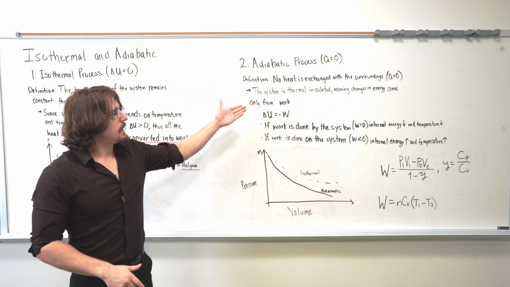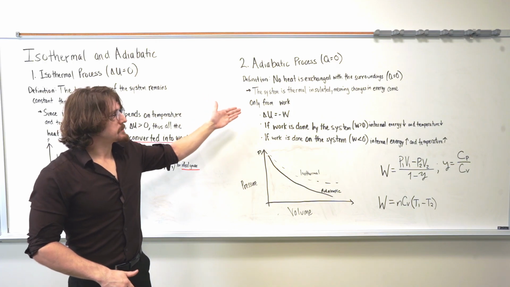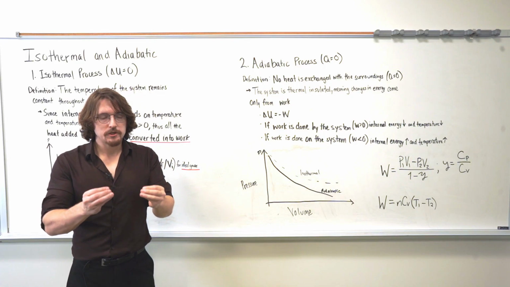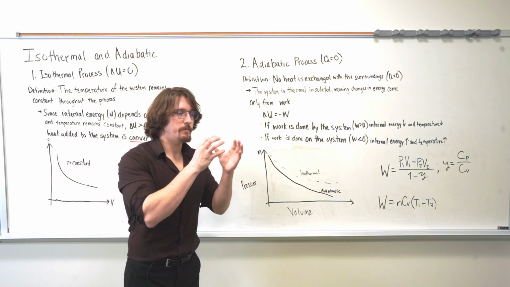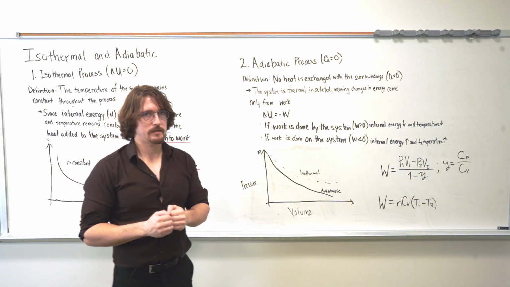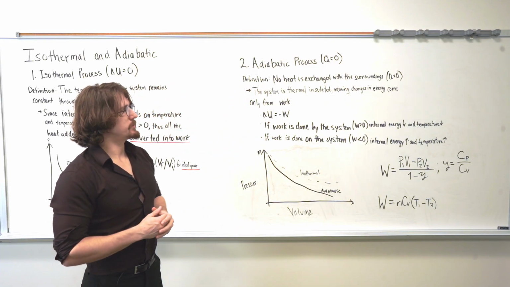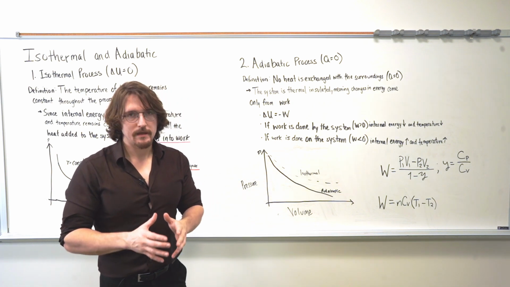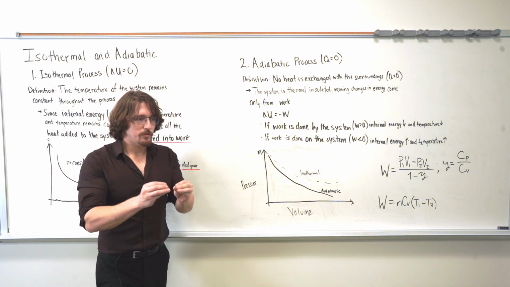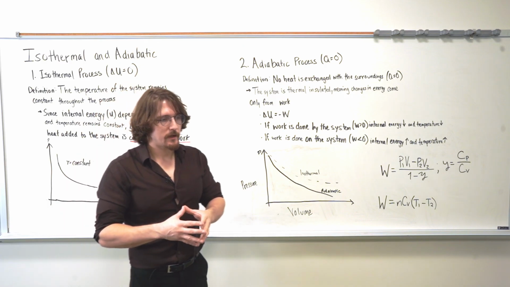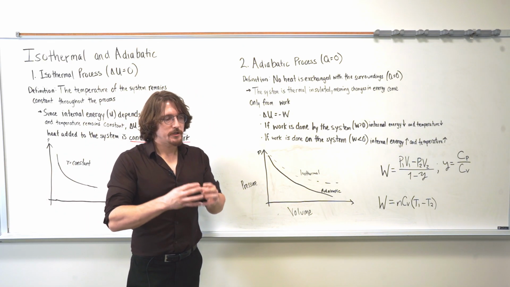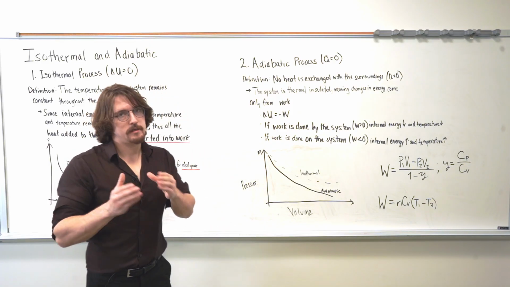Next, we're going to talk about the adiabatic process, which assumes that the system in question is thermally isolated such that there can be no heat flow in or out of the system. And so Q is equal to 0. The form of the first law for any adiabatic process is that delta U, the internal energy change of that system, is equal to negative W. So the internal energy change only depends on work done on or by the system.